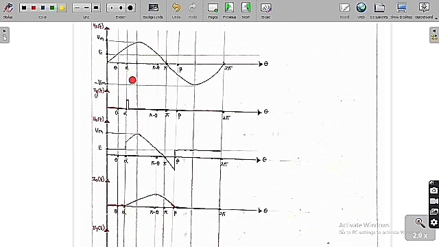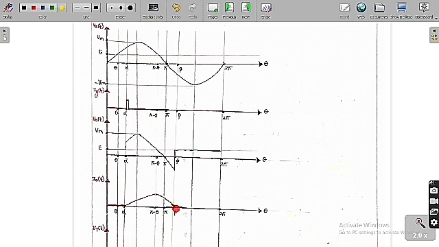Whereas from alpha, as we give the triggering pulse, it becomes like a short circuit, which means it becomes on. The output voltage is equal to the source voltage, and the current keeps increasing up to pi minus theta. After that, the current is going to decay, because the current in an inductor cannot change instantaneously. It decays because the negative voltage of the source is applied, and finally it becomes 0 at an angle of beta.